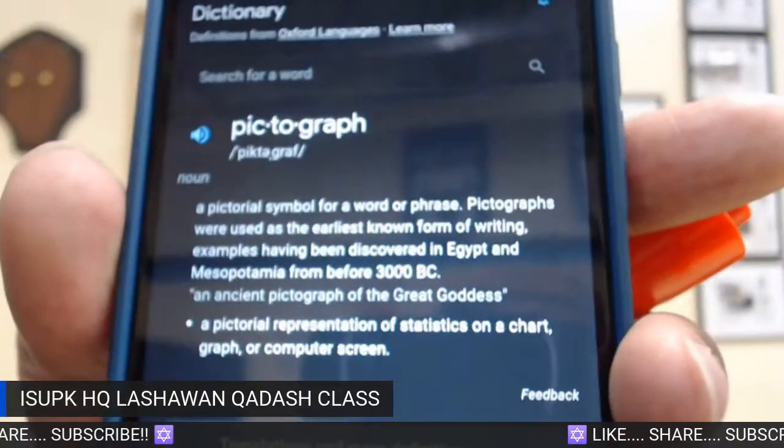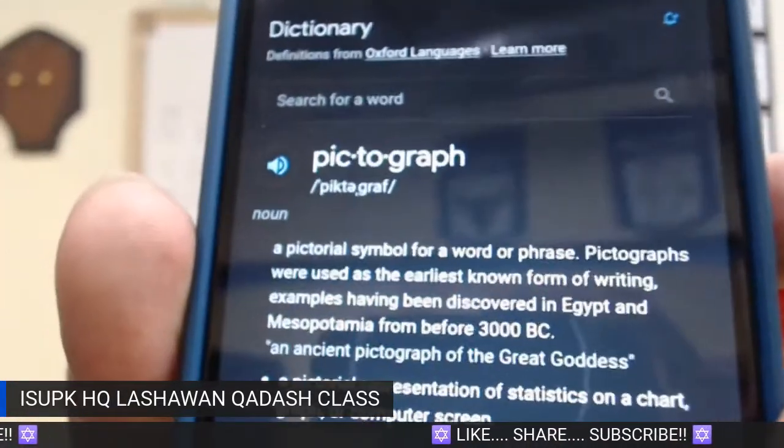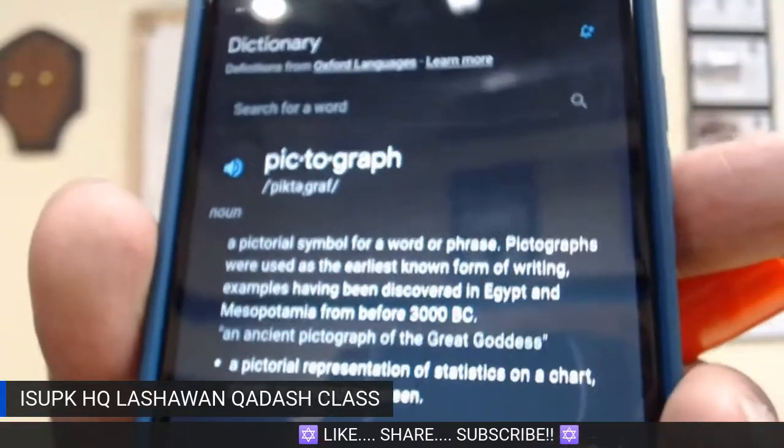Writing was invented by the lineage of the Israelites. You see what I'm saying? The lineage. I got to say the lineage because, of course, writing was around for a long time. You see what I'm saying?